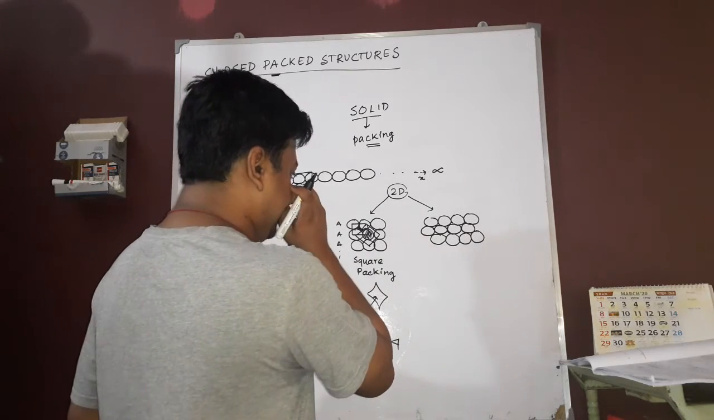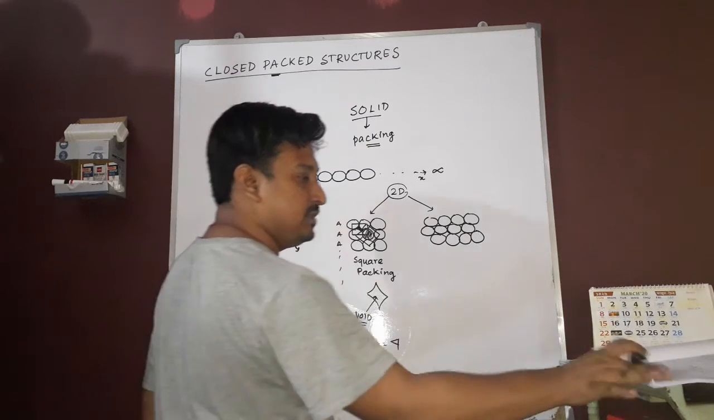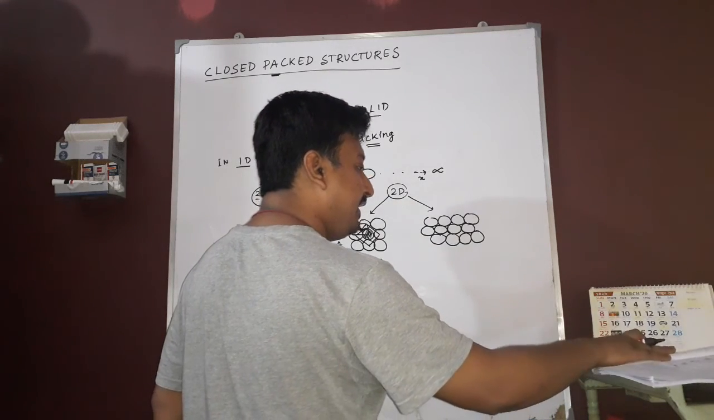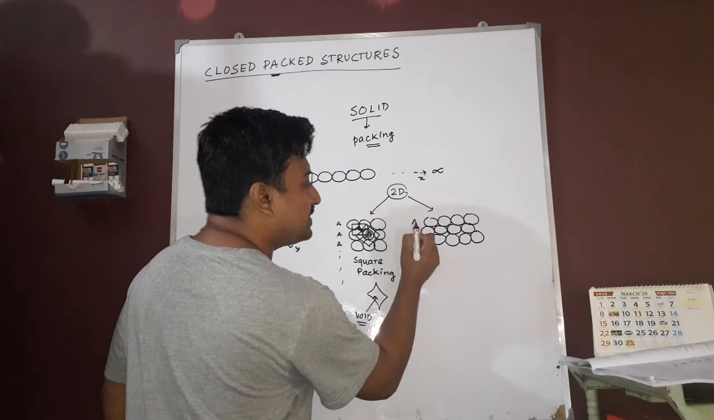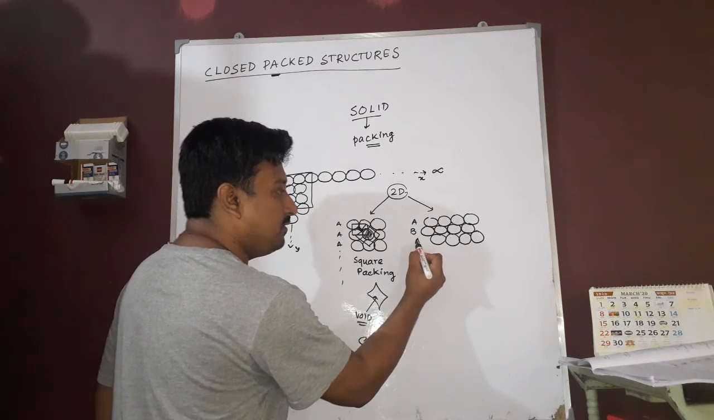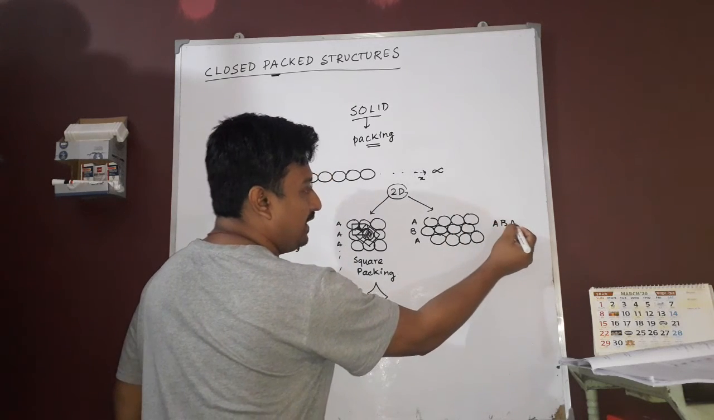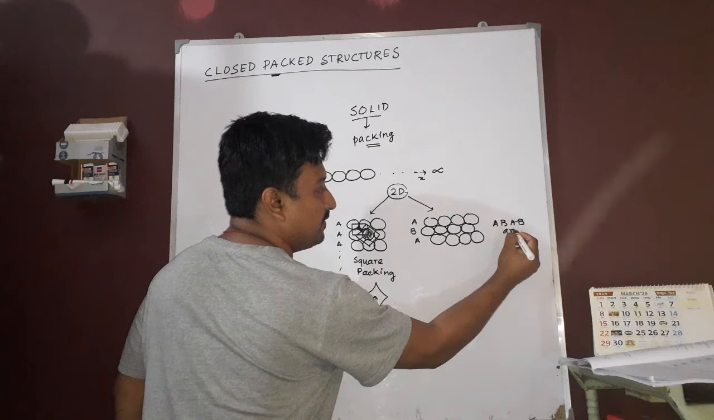Now let's say in case of this kind of arrangement, what is happening here? If this is A, then this will be the B layer, A layer and B layer, and this will be an A layer again. So it's kind of a B arrangement.